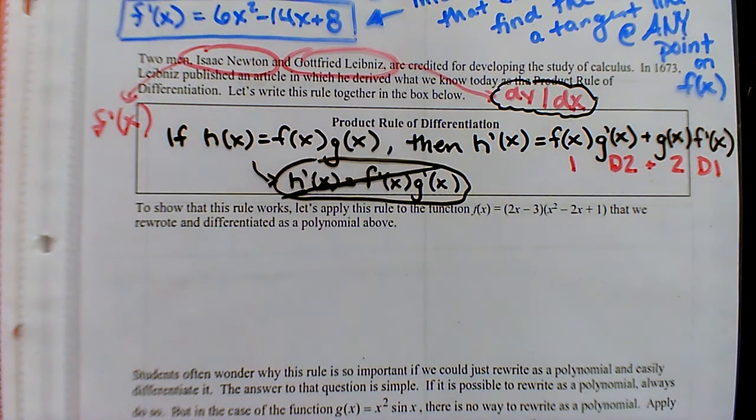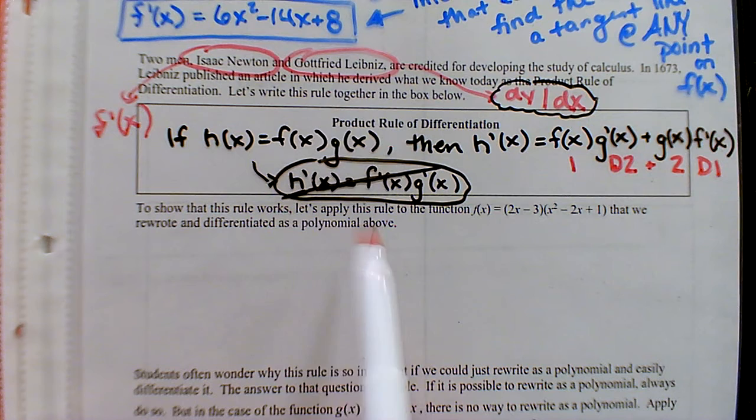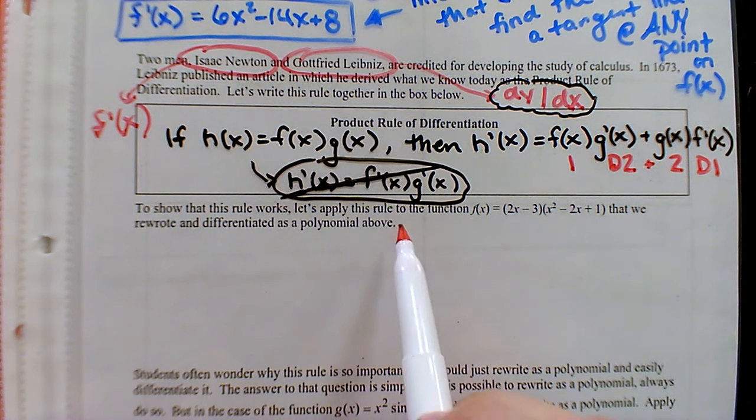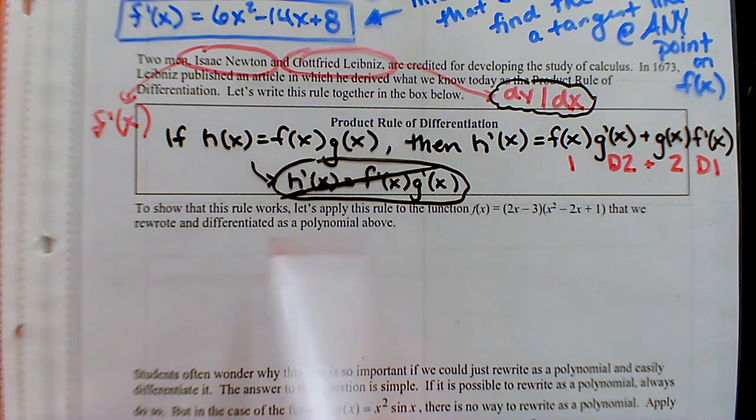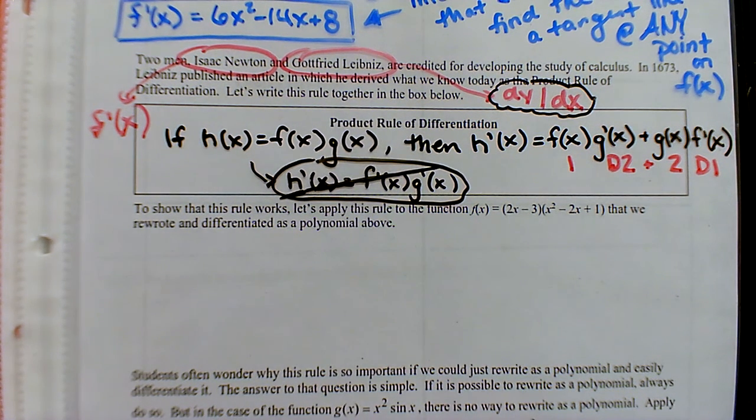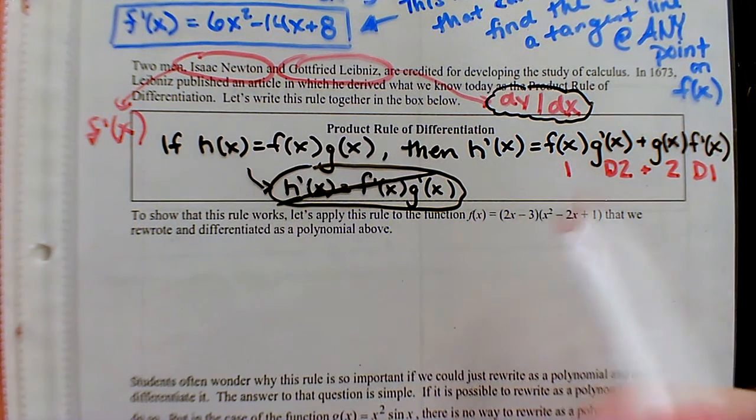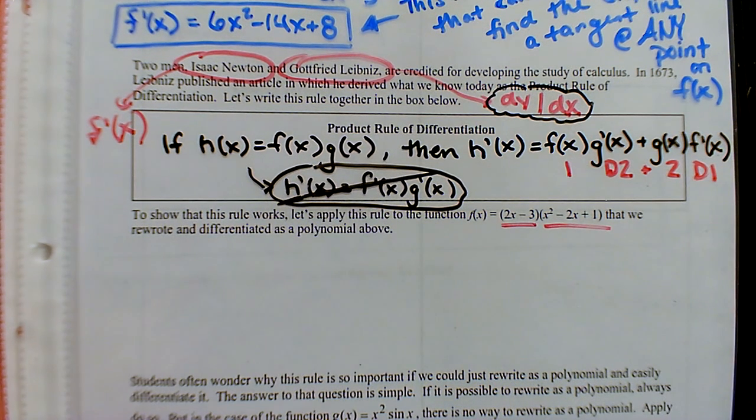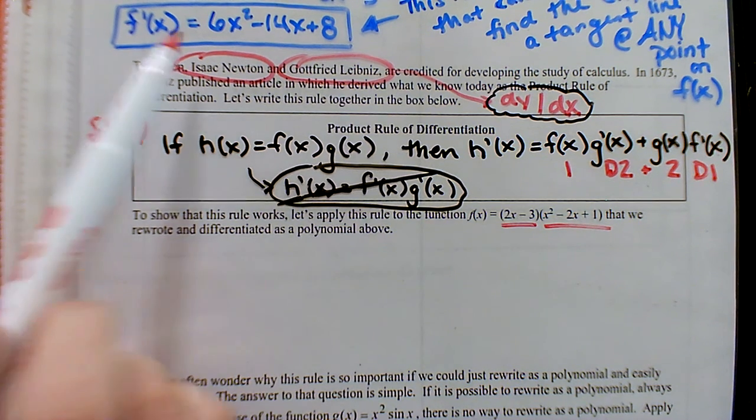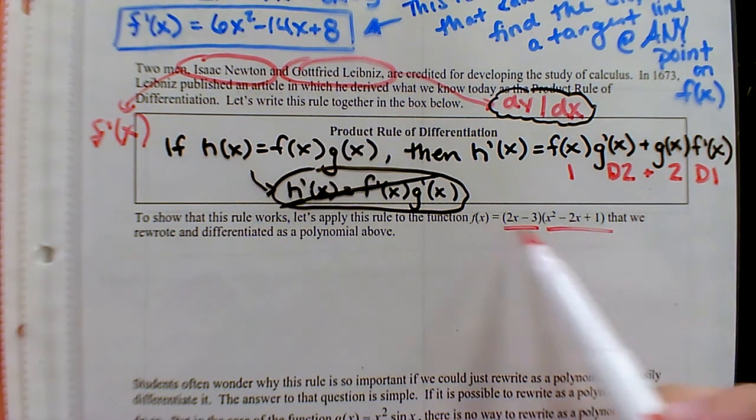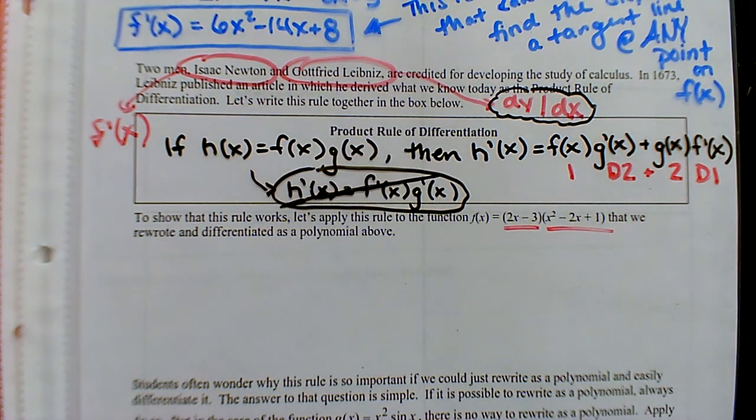So we're going to see why this actually works, or why we have this rule. To show that it works, we're going to apply the power rule that we rewrote from above. Remember these are the two functions we had from the top, right? And didn't we get rid of the parentheses and then find the derivative using our power rule shortcut? We have that up here at the top.